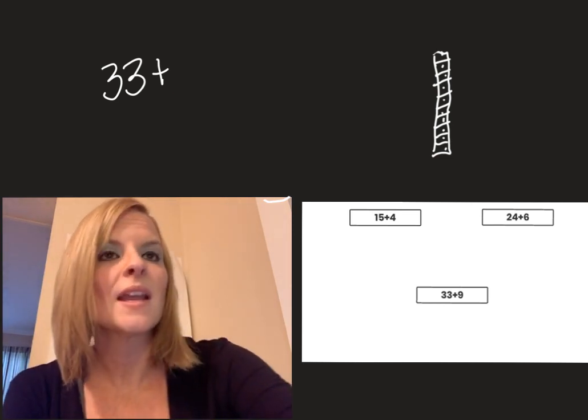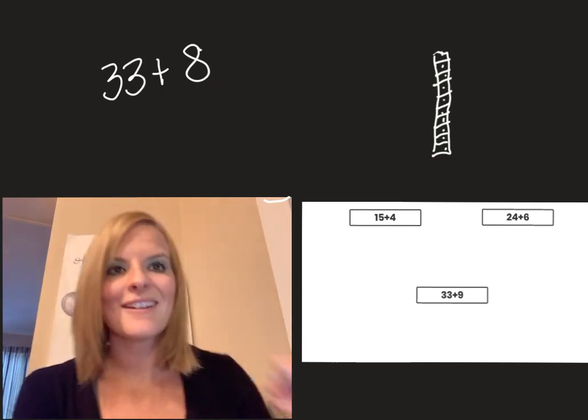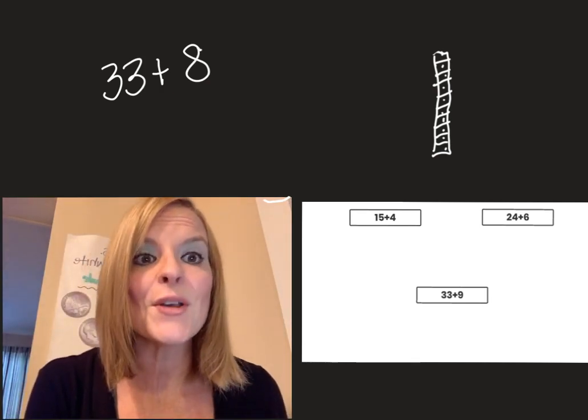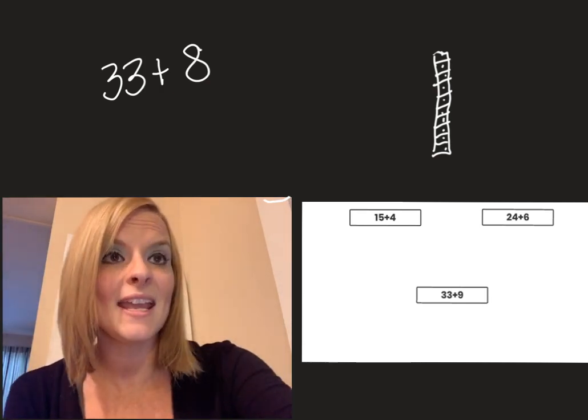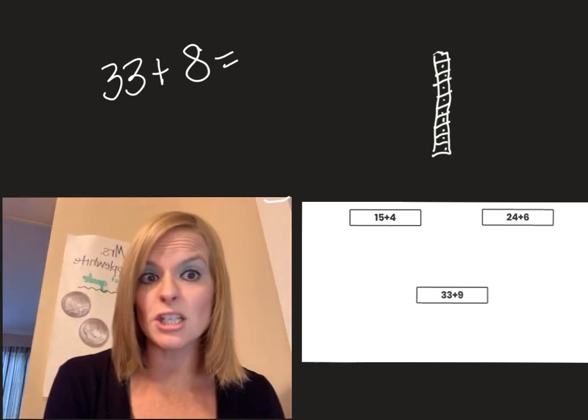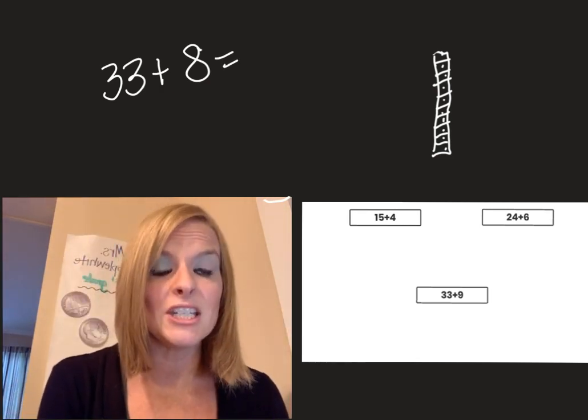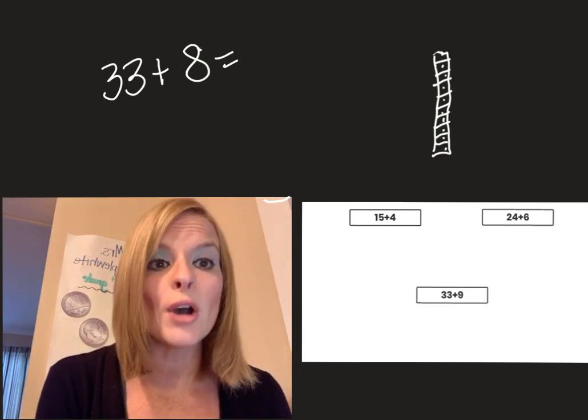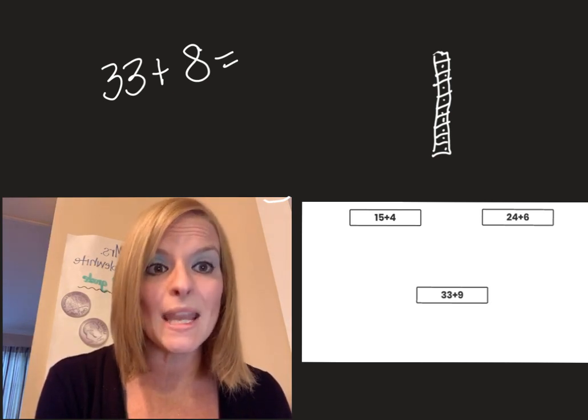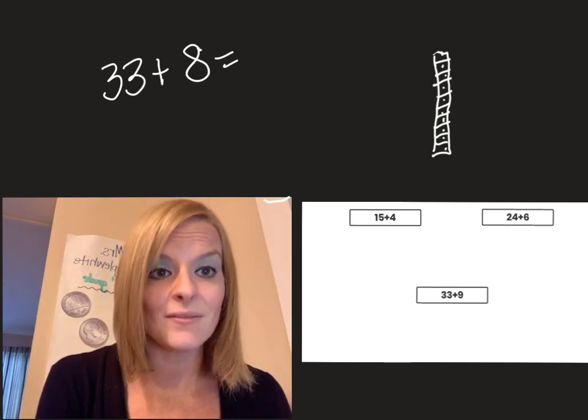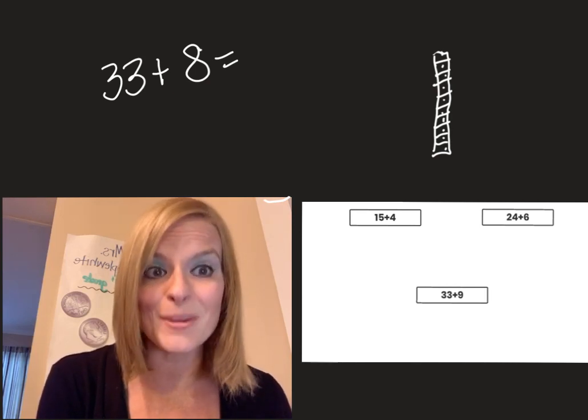Okay, sure. 8, we like that number. All right, so 33 plus 8. So I have my 2-digit number, 33, my 1-digit number, 8. So we're going to use our base 10 pictures that we have learned to help us solve the problem.